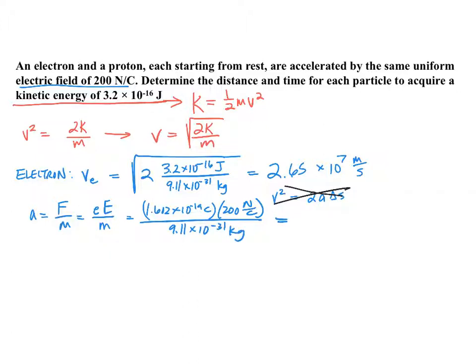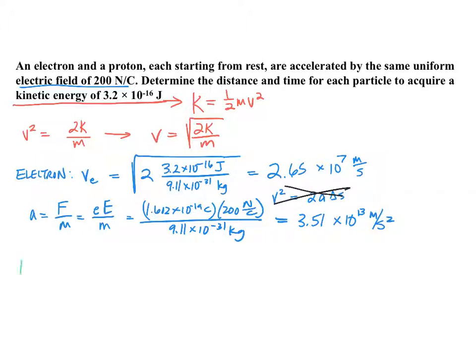And the acceleration will be 3.51 times 10 to the 13 meters per second squared. Again, it's not going to obtain that speed in any number of seconds, but that's what the acceleration is at that moment. All right, so that's the electron.